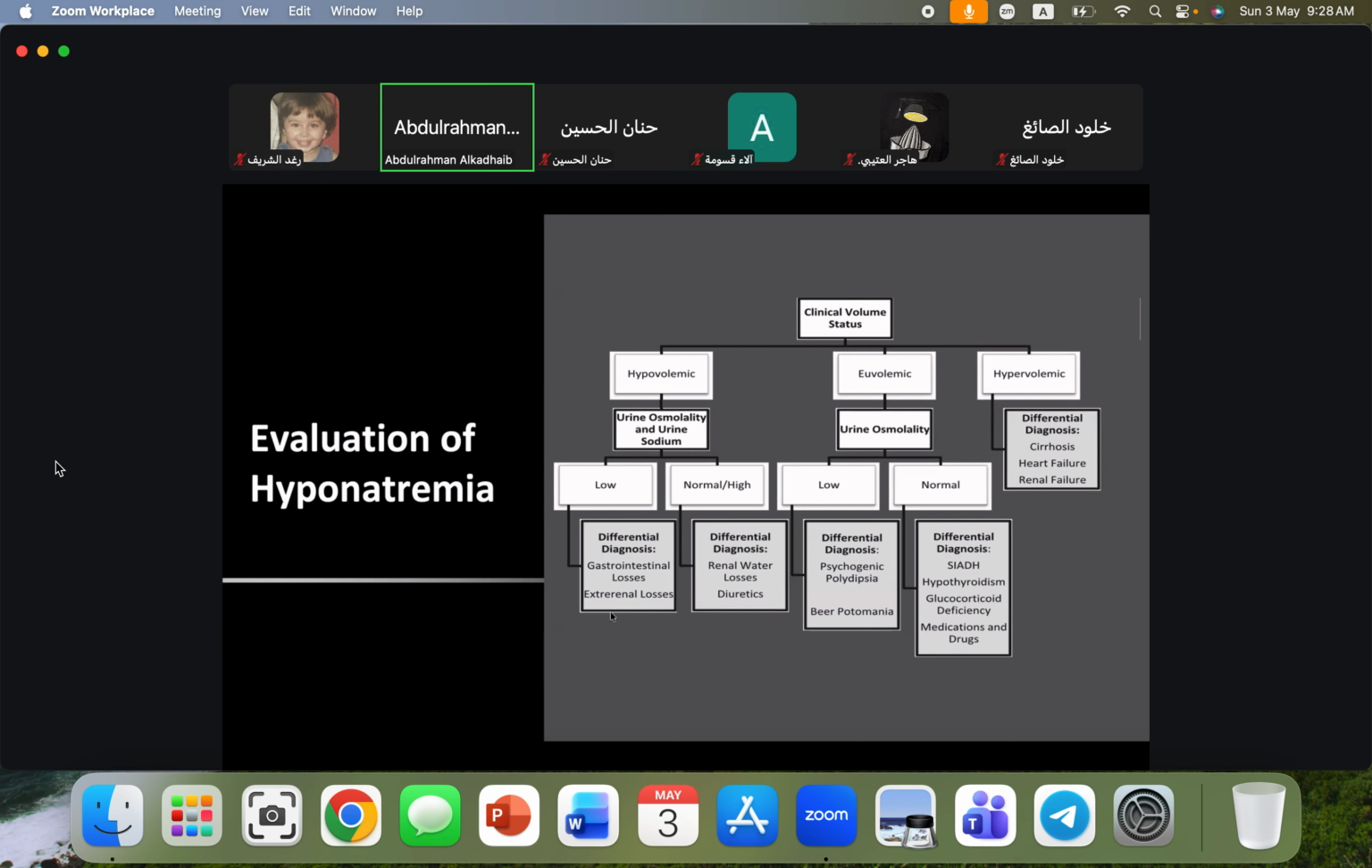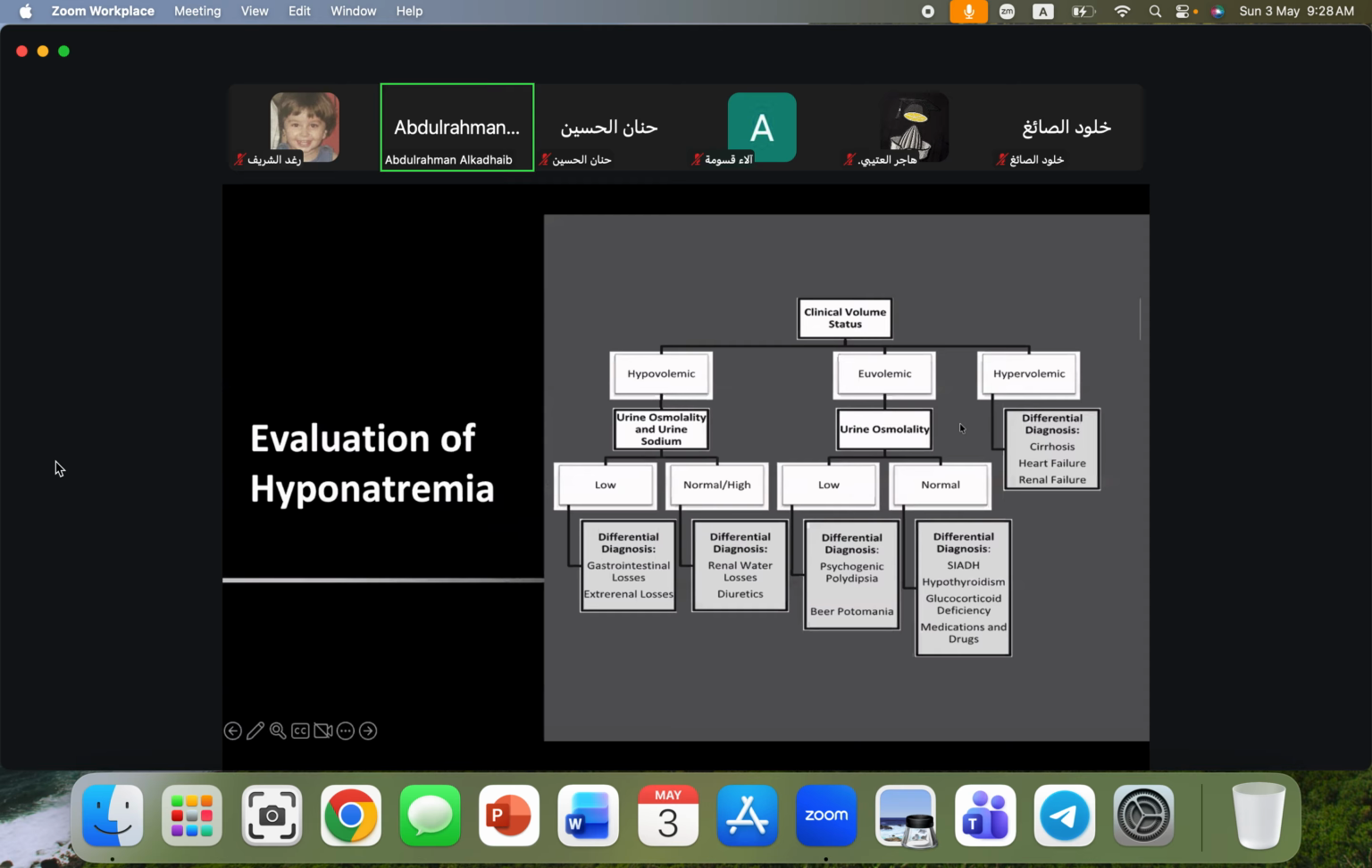And in contrast, if the kidney is the cause of the sodium loss, we're expecting the urine osmolality and urine sodium to be normal to high, because the kidney basically is excreting the sodium into the urine, which makes the urine osmolality high too. Because again, as we said earlier, sodium is the electrolyte that contributes the most to the osmolality level.